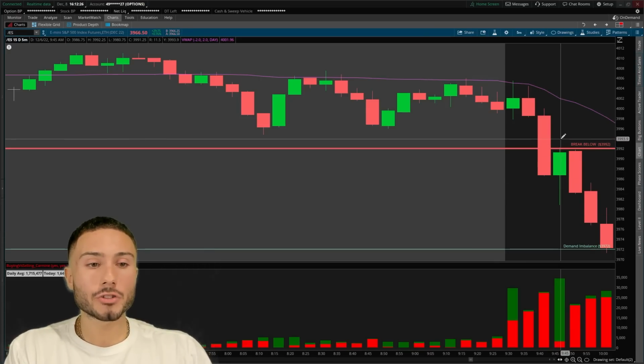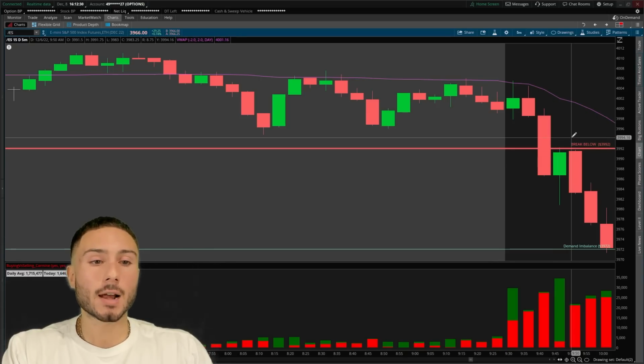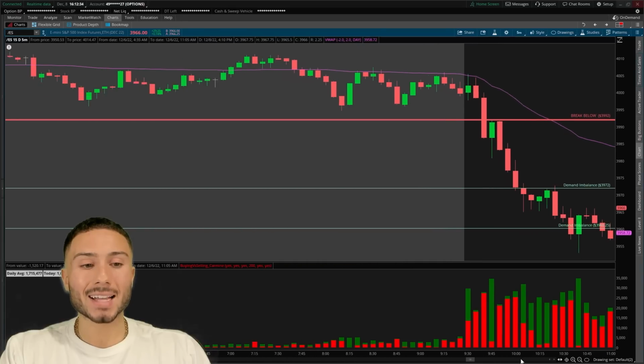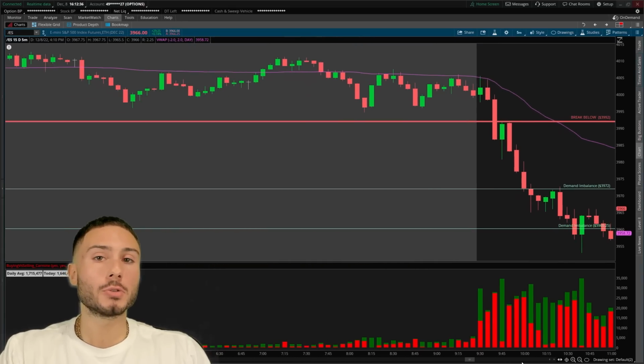So we had the level of interest. We broke below it. We confirmed the trade. And now we have a valid trading setup to take the market short, targeting our demand zones lower. And this was an excellent setup by combining this two-step process.